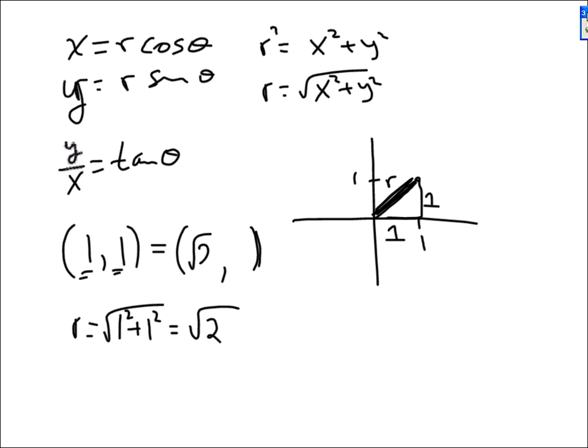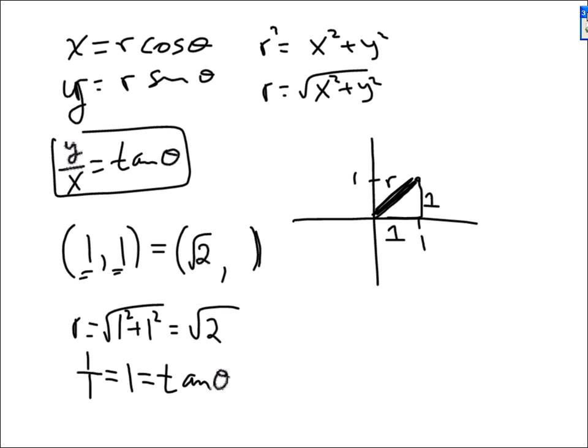So now I have r. I need to get theta. I'm going to use this rule right here. I know that y over x, which is 1, is the tangent of theta. The tangent of pi over 4 is 1. Theta is pi over 4.